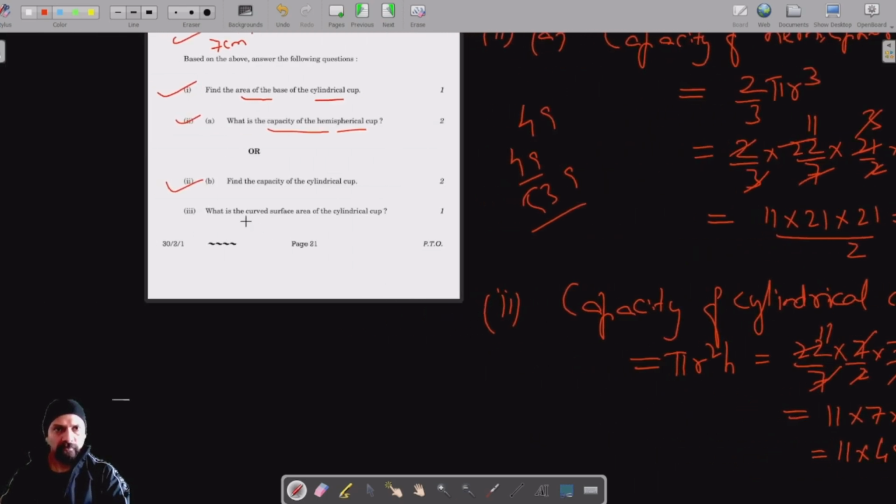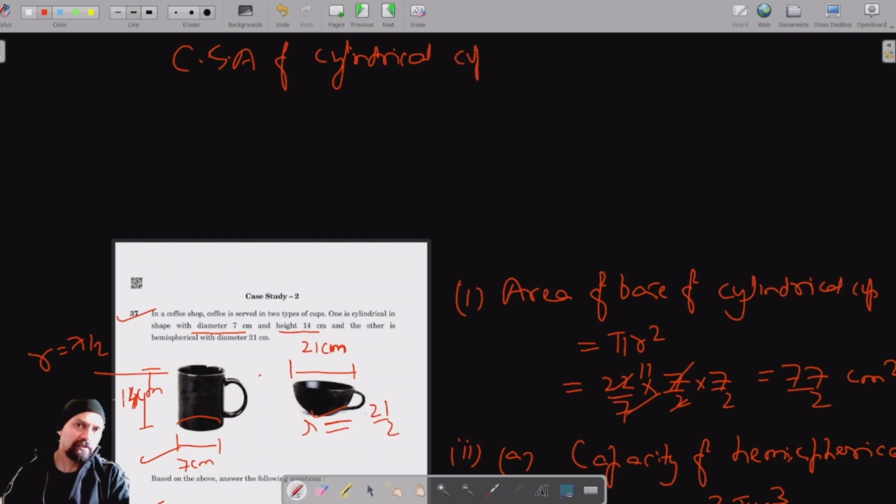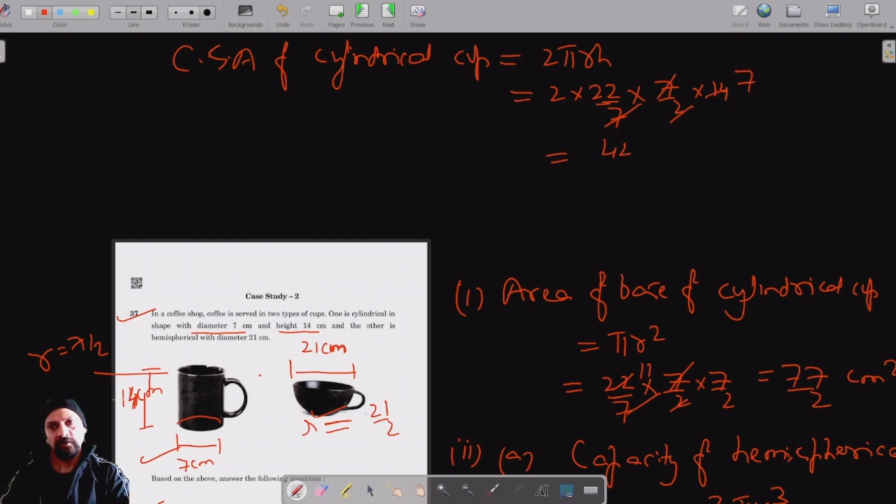Okay, we have to find next the curved surface area of the cylindrical cup. Now it's given by 2 pi r h. So this is 2 into 22 by 7 into radius 7 by 2, height is 14. So this gets cancelled. It's 44 into 7, 7 4s are 28, 7 4s are 28, and 2 is 308 centimeters square. Okay, and that's all for this question.